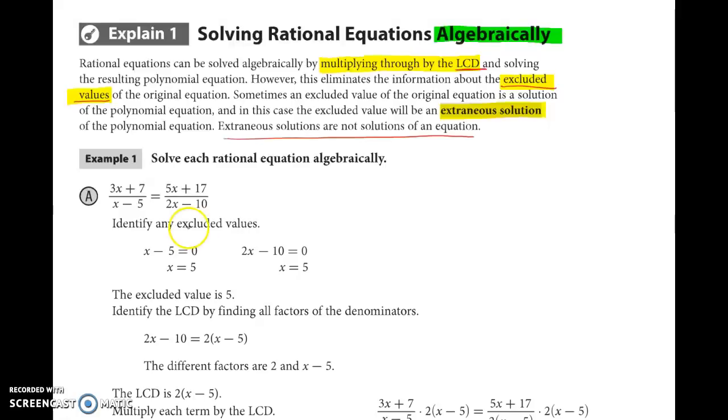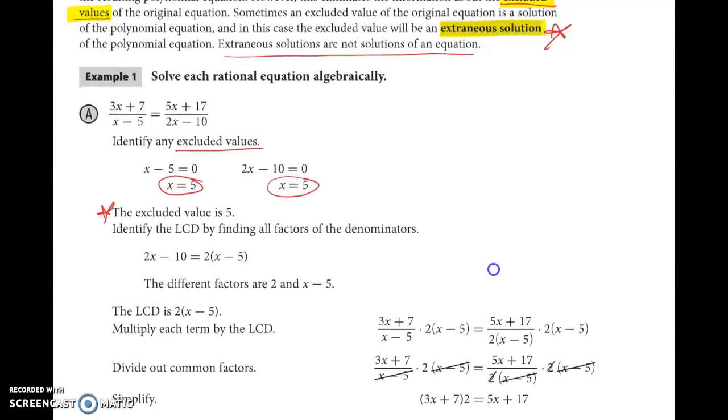In example 1, our excluded values would be setting the denominators equal to 0, right? So I would have x minus 5 equals 0, and when I solve by adding 5 to both sides, I would get x equals 5. For my second denominator, I would have 2x minus 10, and when I add 10 and divide by 2, again I get x equals 5. So the excluded value here is 5. We cannot have that as one of our solutions. If we do get that as one of our solutions, then that is called an extraneous solution.